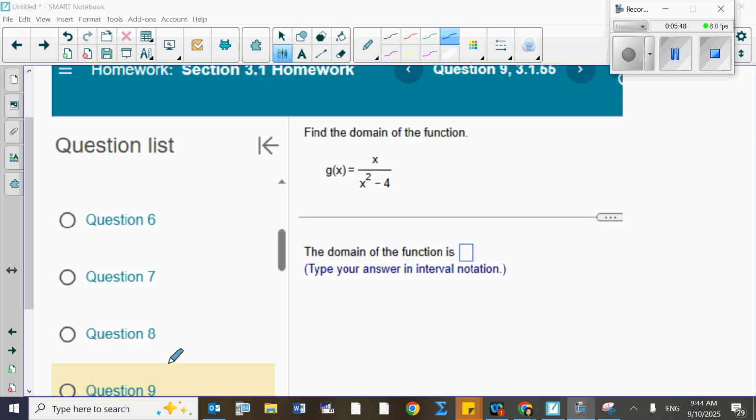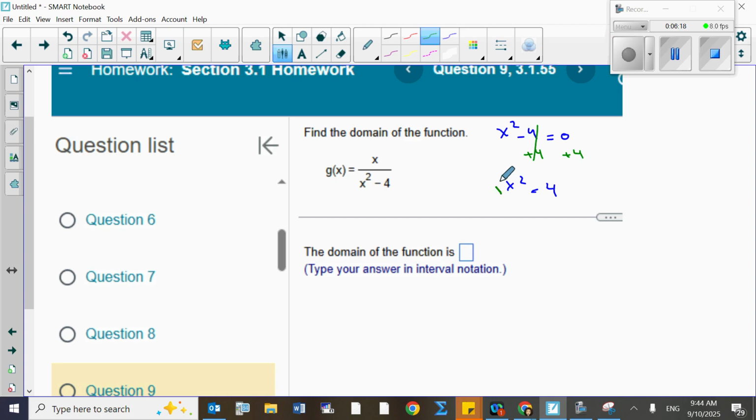On question number 9, we want to find the domain of this function. Again, the same way, I'm going to look for any value that makes the denominator equal to 0, because if the denominator of a fraction is 0, the function is undefined. So I'm going to look for values that make the denominator 0. So I put x squared minus 4 equal to 0 and solve for x. So add 4 to both sides and x squared equals 4.